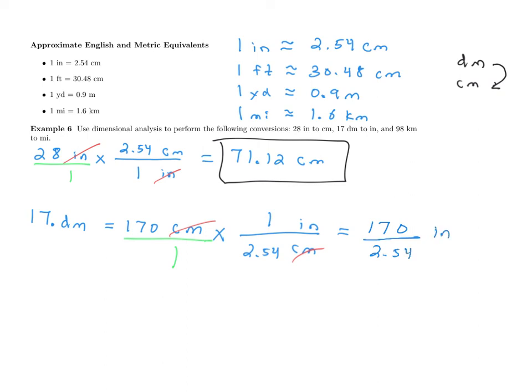In my calculator, I think I'll round to 1 decimal place. The number I see is 66.9, and the unit is in inches.